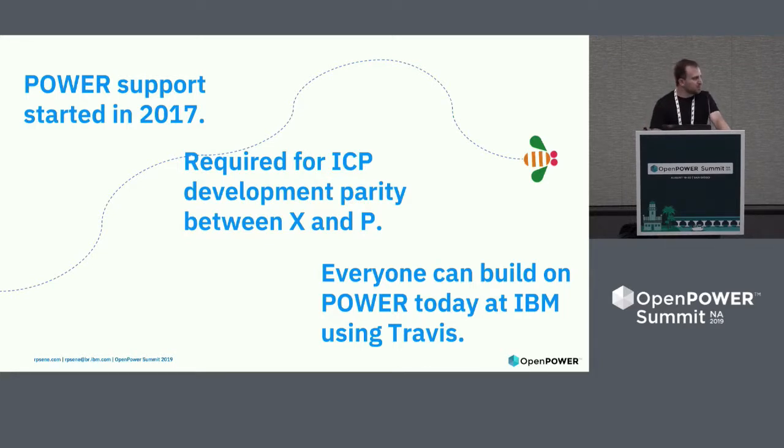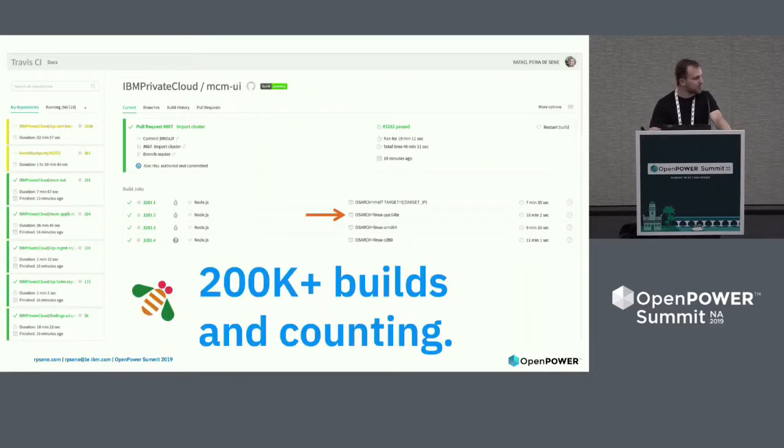So we didn't send an email or publish anything internally saying that you can build on Power using Travis at IBM. People started discovering this by themselves, and today we have more than 200,000 builds on Power, and not only for ICP, but for instance, we have a project doing a set of tests for the Linux kernel on Power using Travis.